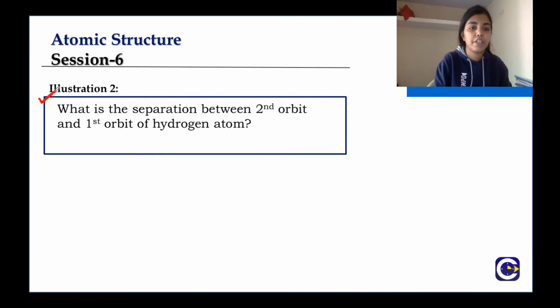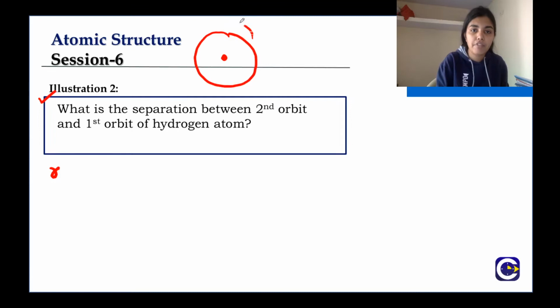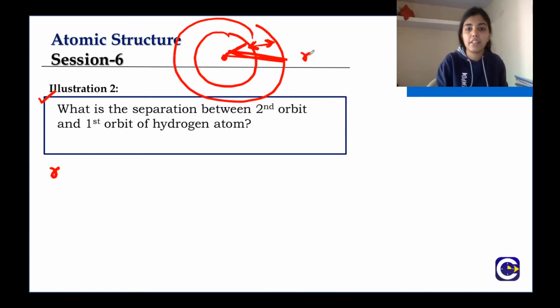Now next question is, what is the separation between second orbit and first orbit of hydrogen atom, right? So first you calculate, see what is it asking actually. This is the first orbit, this is the second orbit, right? So first orbit is this and second orbit is this, right? So the distance between first and second will be this part. That means you have to subtract R1 from R2. So find out R2 first.